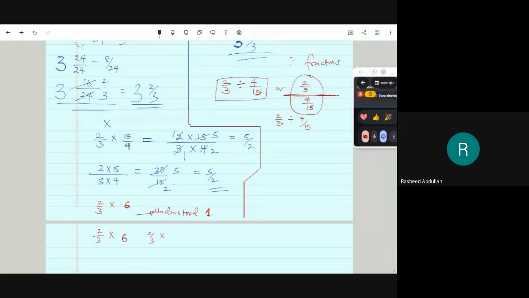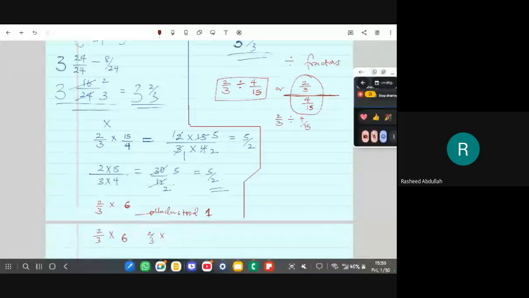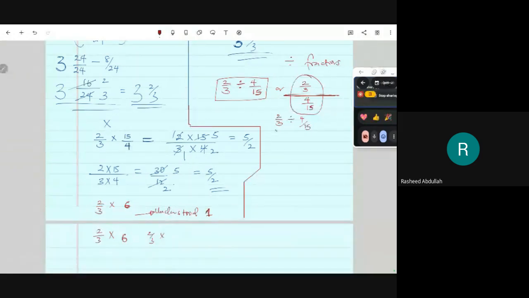Now, anytime you see a division problem like this, don't stress yourself at all. In a case where you have division like this, don't forget KCF.